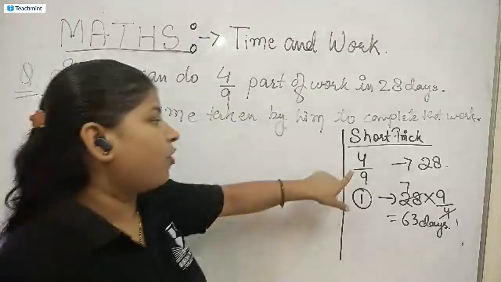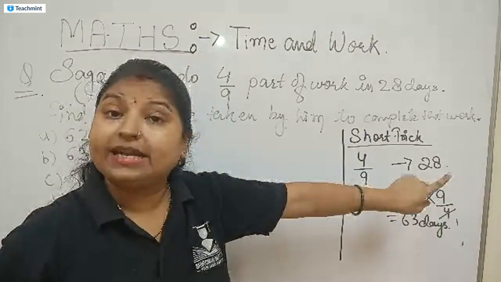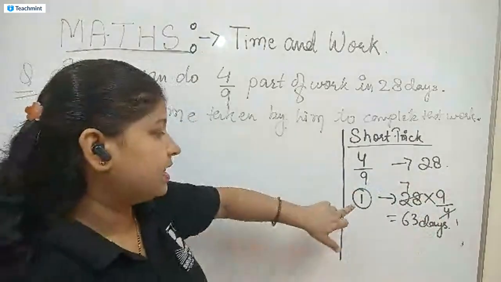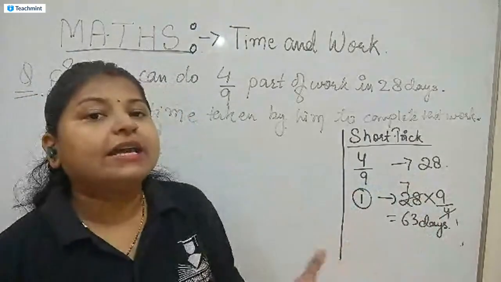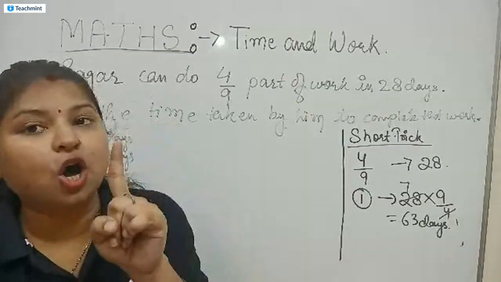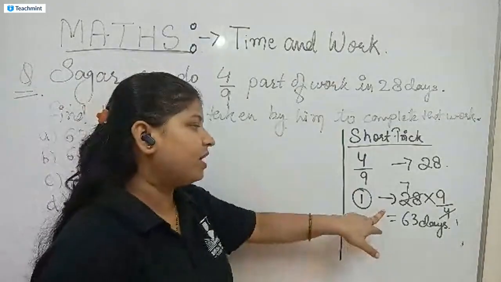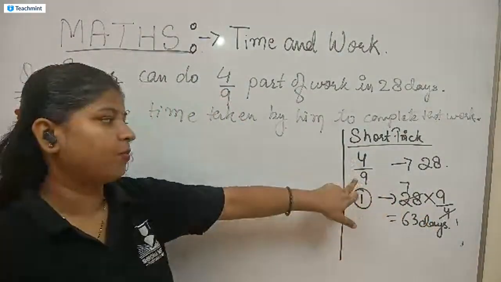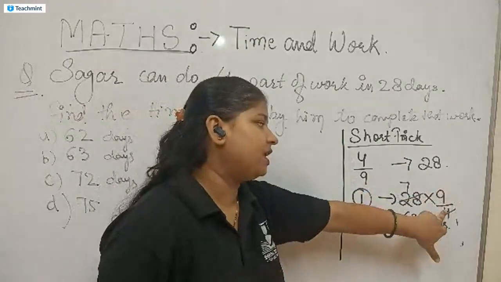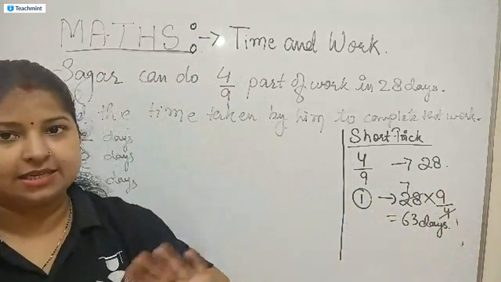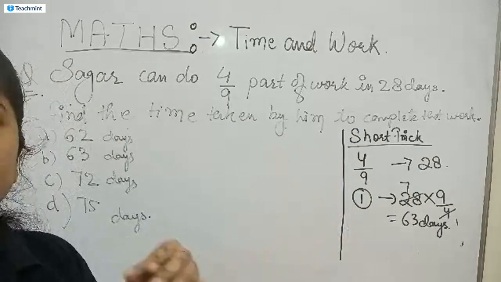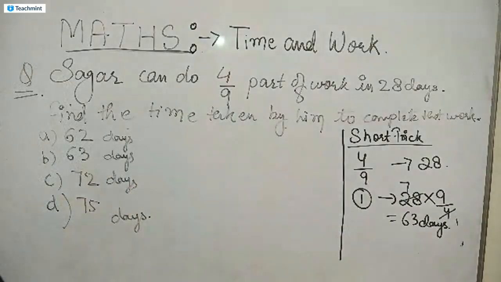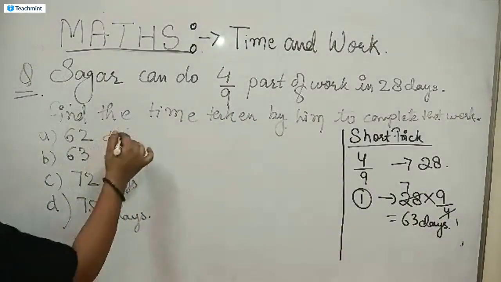This is the short trick. That is, 4 by 9 work in 28 days. Then total work in how many days? Total work is always 1. So 1 work in 28 into 4 upon 9 becomes reciprocal 9 upon 4, 63 days. This is the short trick to do it within 5 seconds. Now the formula part.